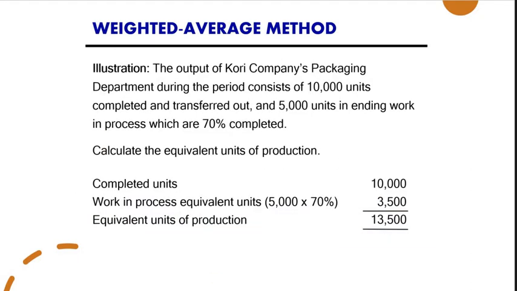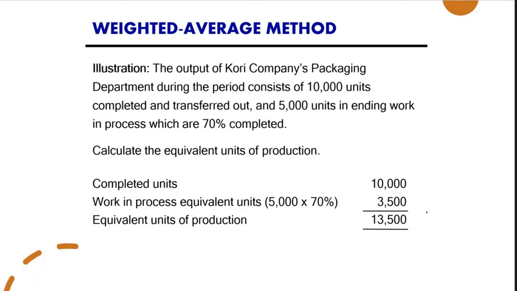Let's proceed with another example. This is the output of Cory Company. During the period, it has 10,000 units completed and transferred out, and it has 5,000 units in ending work in process, which are 70% completed. So the equivalent units of production are, look, 13,500. How did they arrive at that?